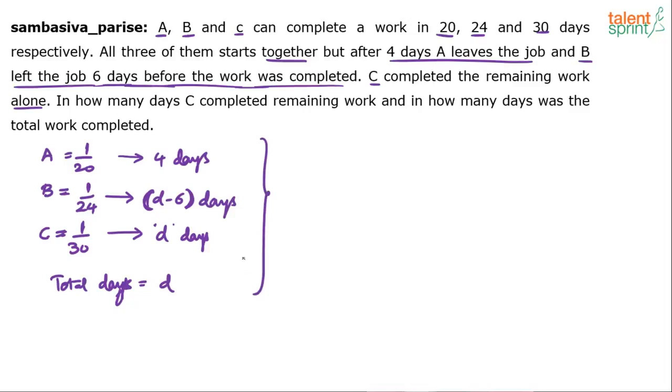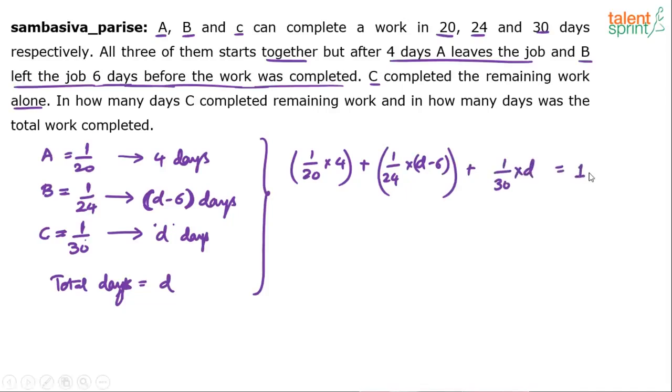So based on all this, I can now say that the capacity into number of days for all of them added together should result in 1. So A worked for 4 days at a capacity of 1 by 20. So 1 by 20 into 4 plus 1 by 24 into D minus 6 plus 1 by 30 into D is equal to 1. This is the work equation. What I've written here on the right hand side is the work equation. That's it. This is what you need to frame.